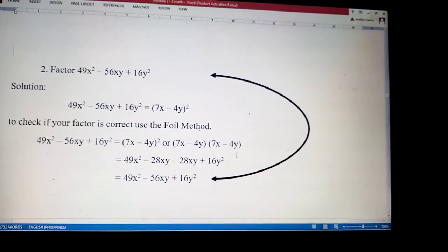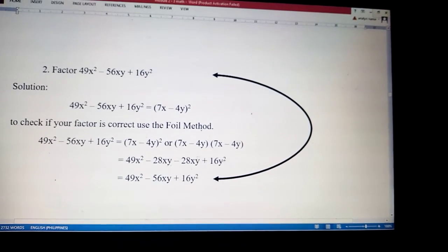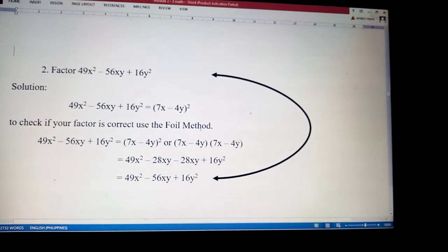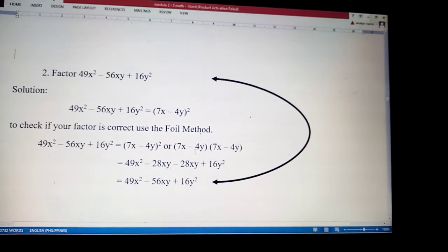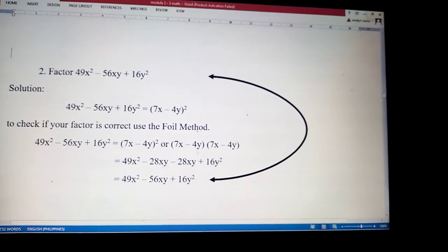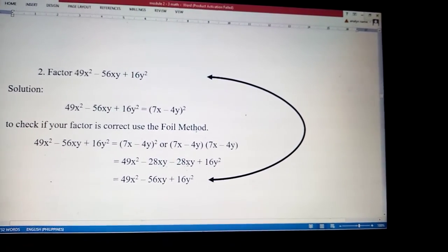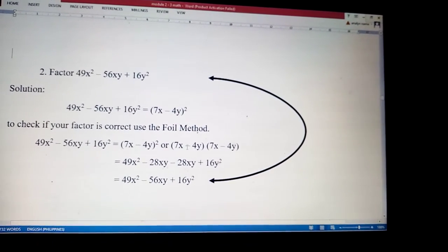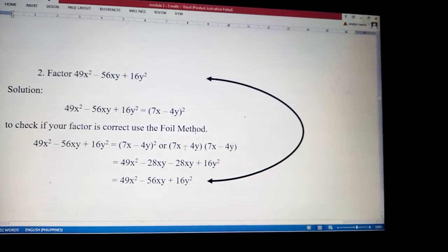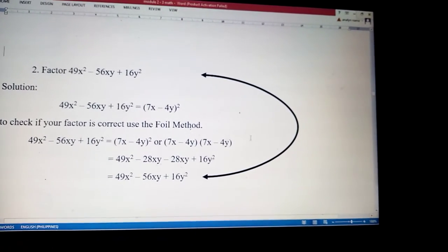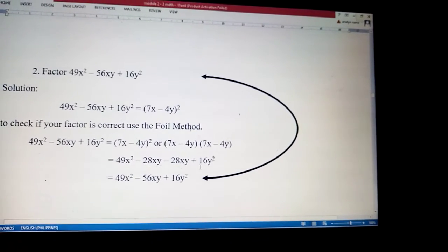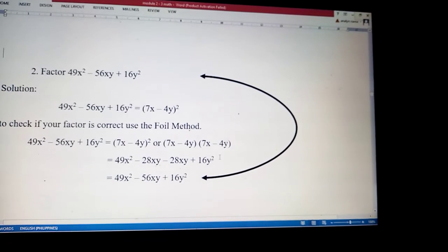times 4y, negative 4y. 7x times negative 4y is negative 28xy. Next is the I, which is the inner term, the negative 4y times positive 7x, which is negative 28xy. Then, the L, for the FOIL method, L stands for last term to last term. So, 4y or negative 4y times negative 4y is equal to positive 16y squared.